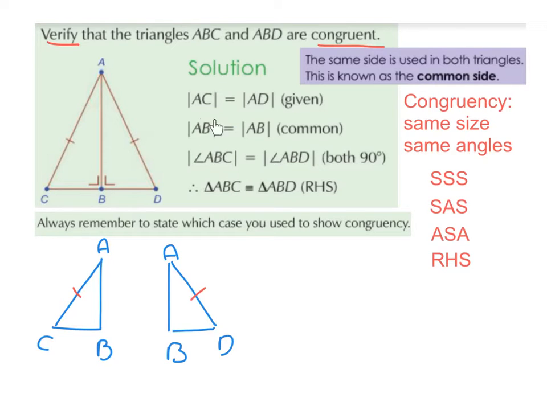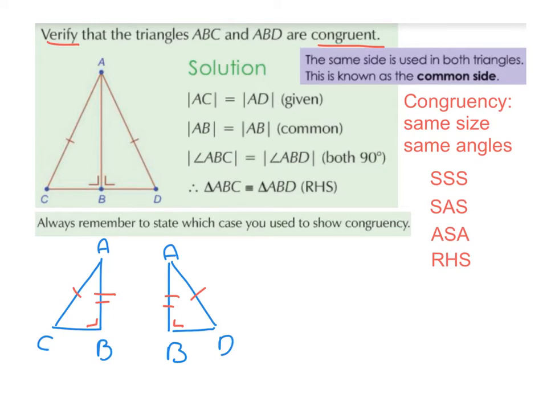Then the length of AB is also equal to the length of AB. So AB is clearly the exact same as AB. They're the same length, so they are a common side. And then angle ABC, this angle here, and angle ABD, this angle here, are the same because they're both 90 degrees. We know that because we have the little 90-degree symbol in there, the perpendicular or right angle symbol.